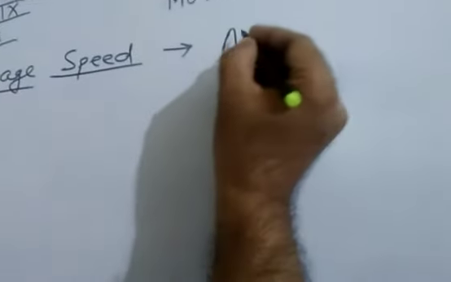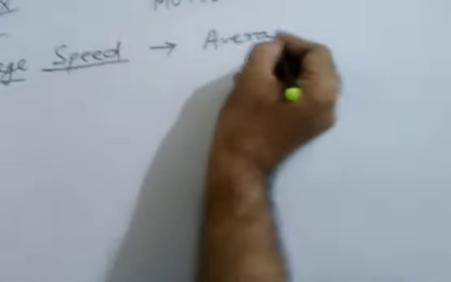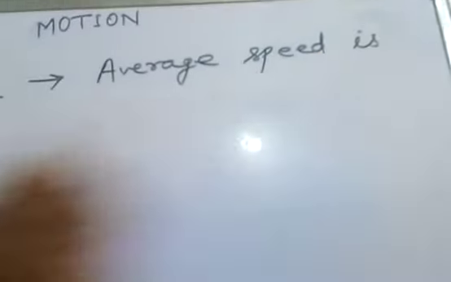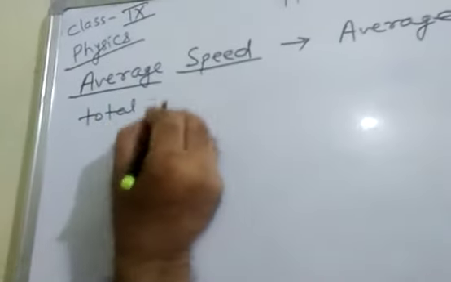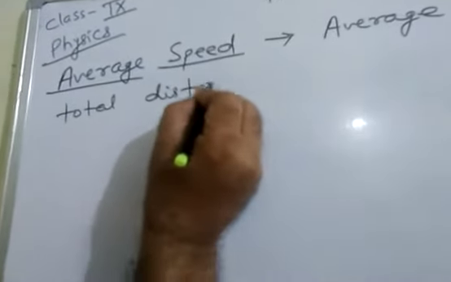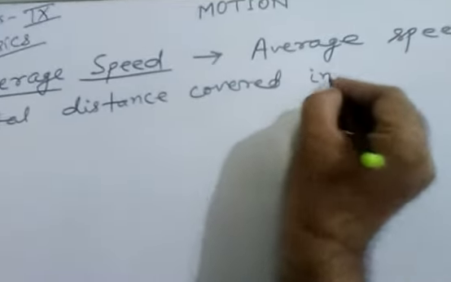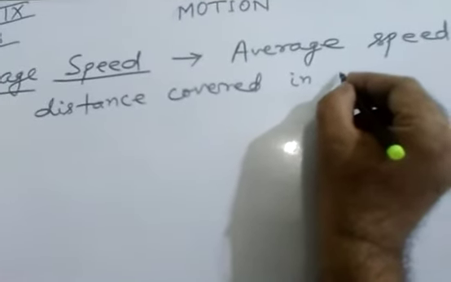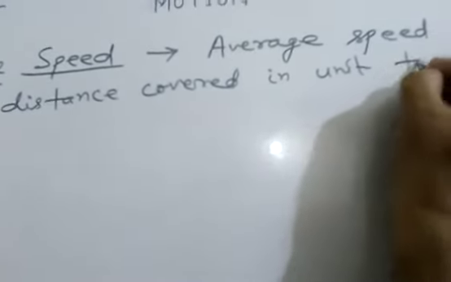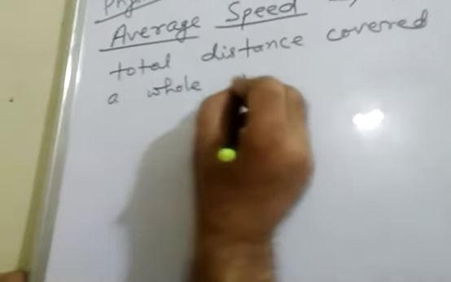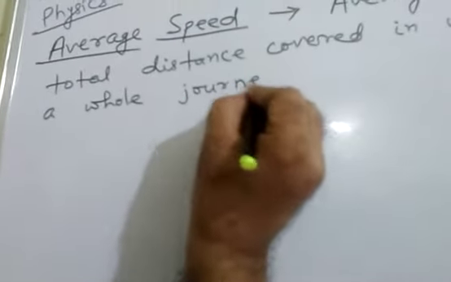Average speed is total distance covered in unit time during a whole journey or for the observation period.